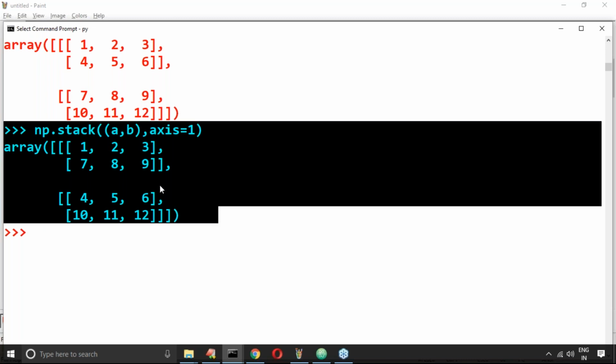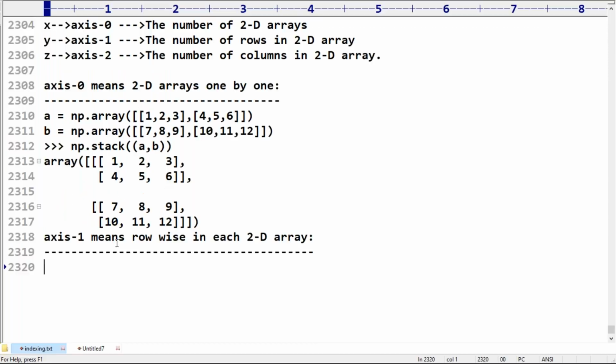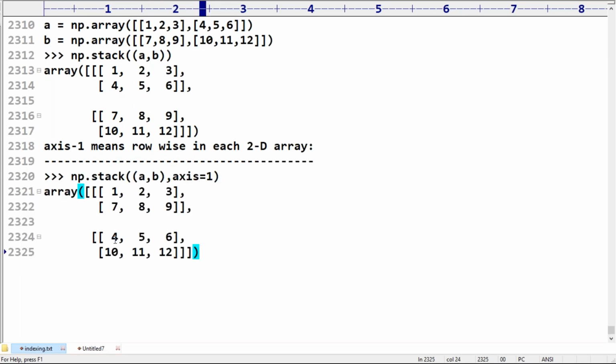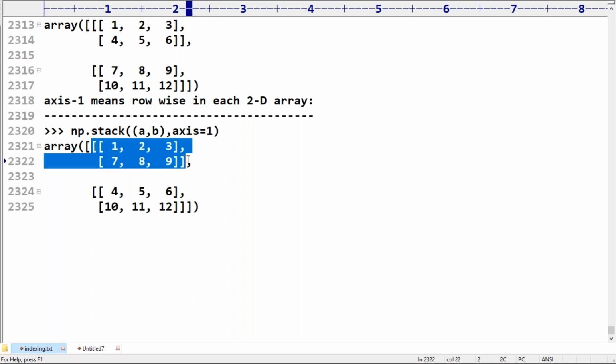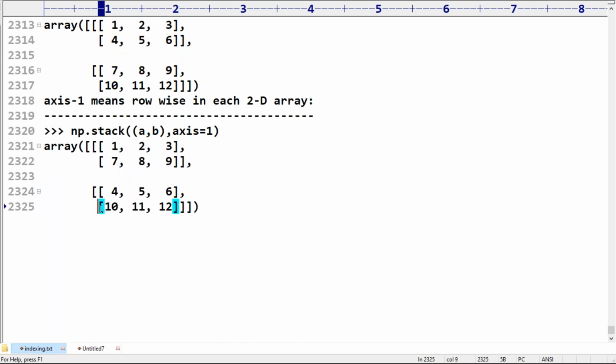Axis 1 means row wise. Sir, observe very carefully. Row wise in each 2D array means the first row and the first row from there, from the first 2D array. Then the second row and the second row from there. Okay, now the next point: axis 2 means column wise in each 2D array.